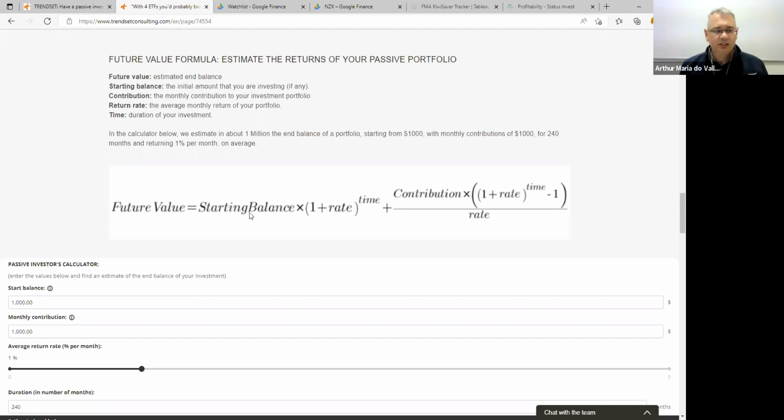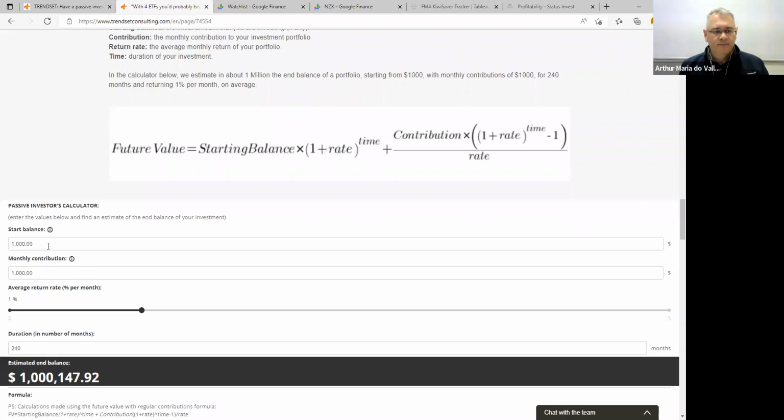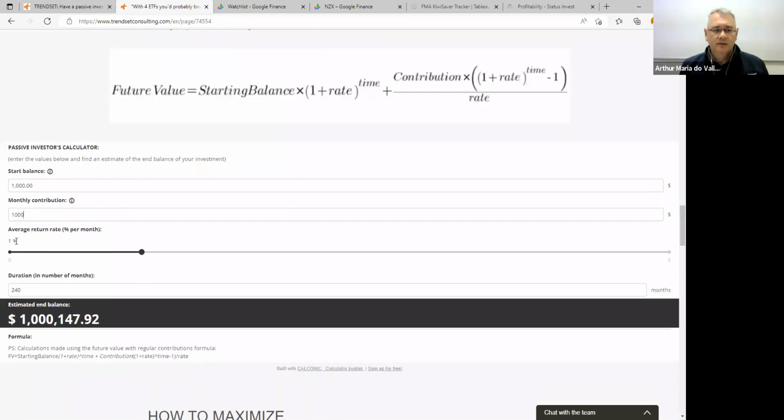But let's go for a simulation here, okay? And later on you can try. So let's say you start with $1,000, for instance, and every month you can contribute 1,000 to your portfolio, okay? And let's say that you can get 1% per month on average. That's not so easy, but it is still feasible. So 1% per month is almost 13% per year because of the compound. And then let's say that you will be in that investment for 20 years, okay?